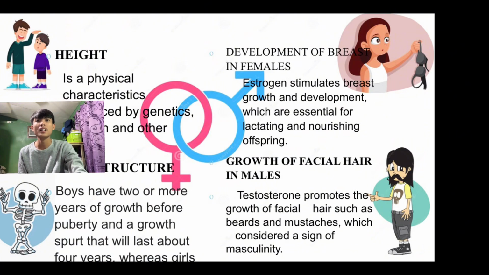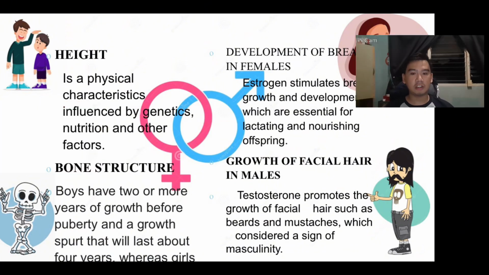Sixth is higher voice tone. Females typically have a higher pitched voice than males. Then, the purpose and function. First is to serve as visual indicators of sexual maturity. Second is to play a role in sexual attraction and mate selection. Third is to often influence social identity and self-perception.